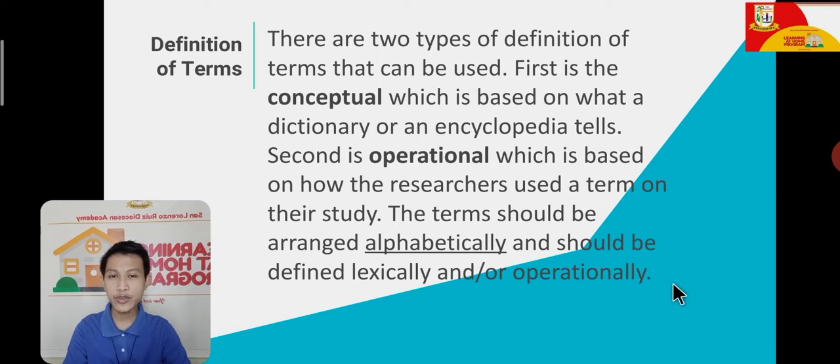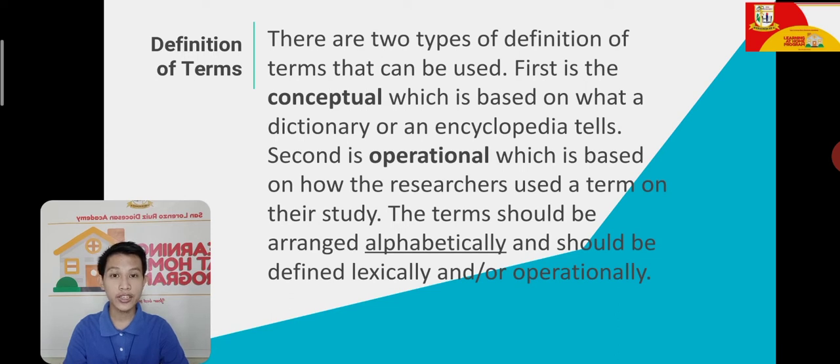When we say conceptual definition of terms, it is based on the meaning of the words written on a dictionary or other reference material. Okay, so for example, you use cook. Kunyari, merong cook. O kaya, meron doon nakalagay ay vaccine. Okay, so hanapin nyo lang yung meaning nun sa dictionary or other reference material, and then write it on your definition of terms. So that is conceptual definition.